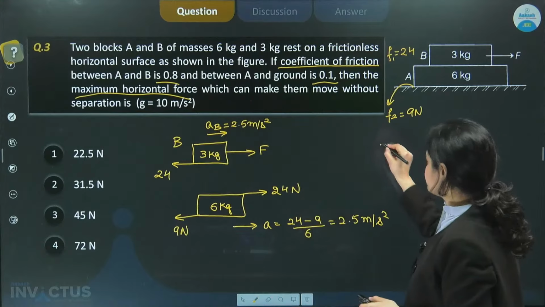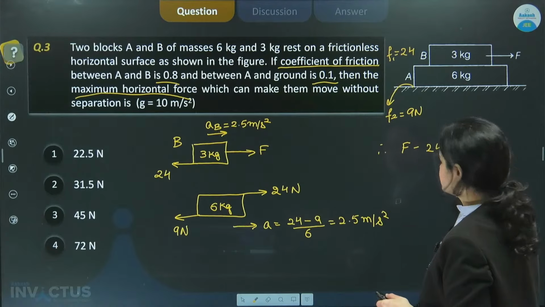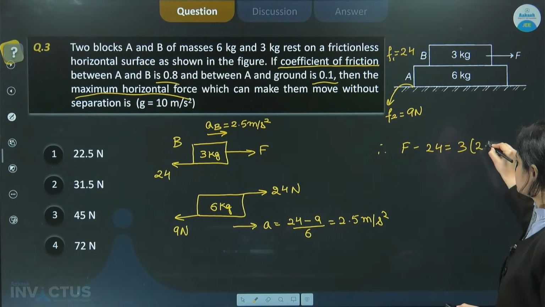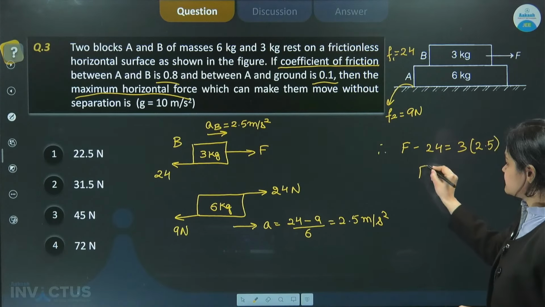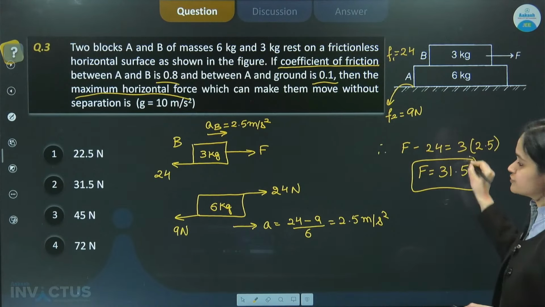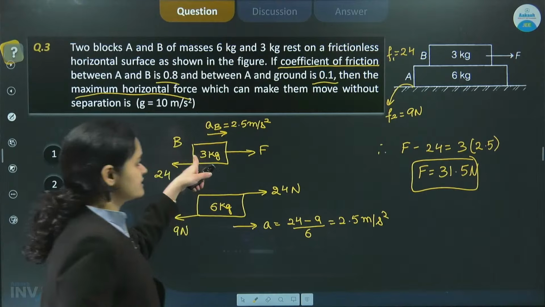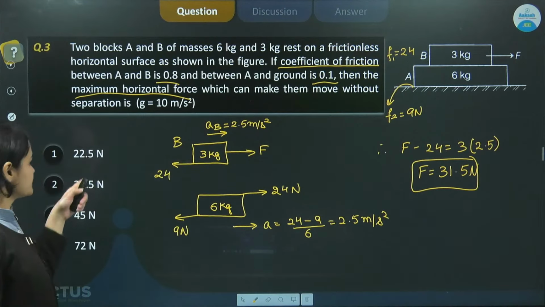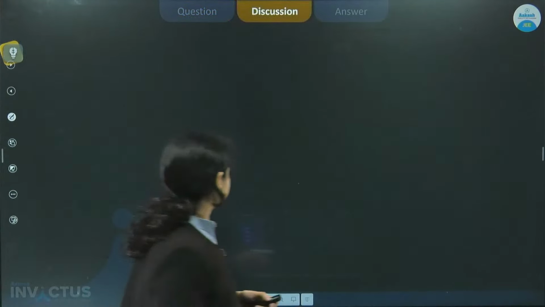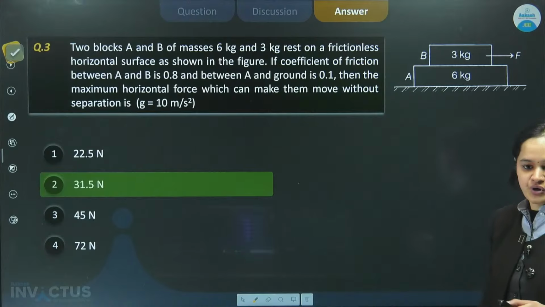So we get F minus 24 is equal to mass of B into acceleration of B. This is F net equals mass into acceleration. This is the force that acts on B so that it moves without separating from A. So this is the answer. Let's check the answer for this question: that is 31.5 newtons.